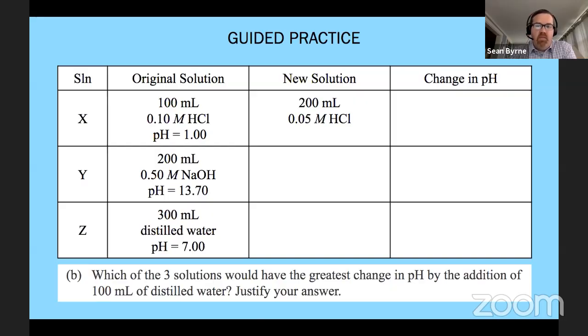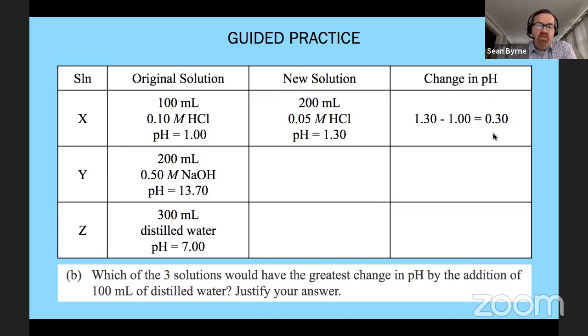Many of us can do that problem in our head, but if you can't, I'm going to show you in just a second how you could mathematically prove that relationship. Using the same equation that we've used multiple times today, the pH of a 0.05 molar hydrochloric acid solution would be 1.3. The change in pH here is going to be 0.3. We went from 1.0 to 1.3, and so our change here is 0.3.